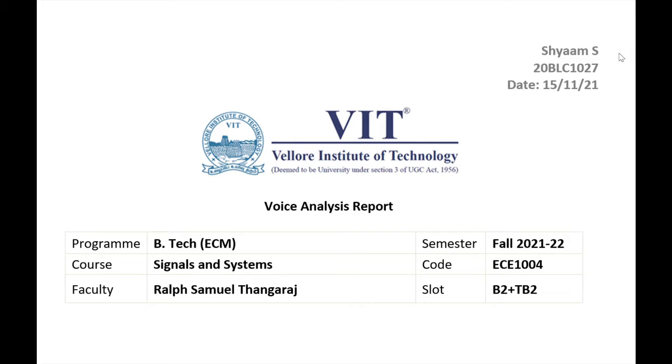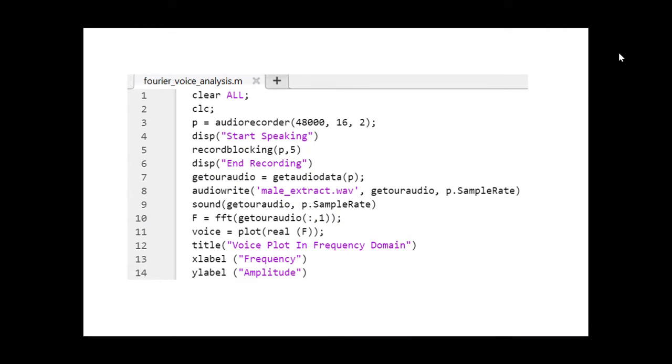The objective of this project is to extract two samples from each gender and extrapolate information from it. And I will be using MATLAB to perform this. This is the code that will perform the necessary tasks.